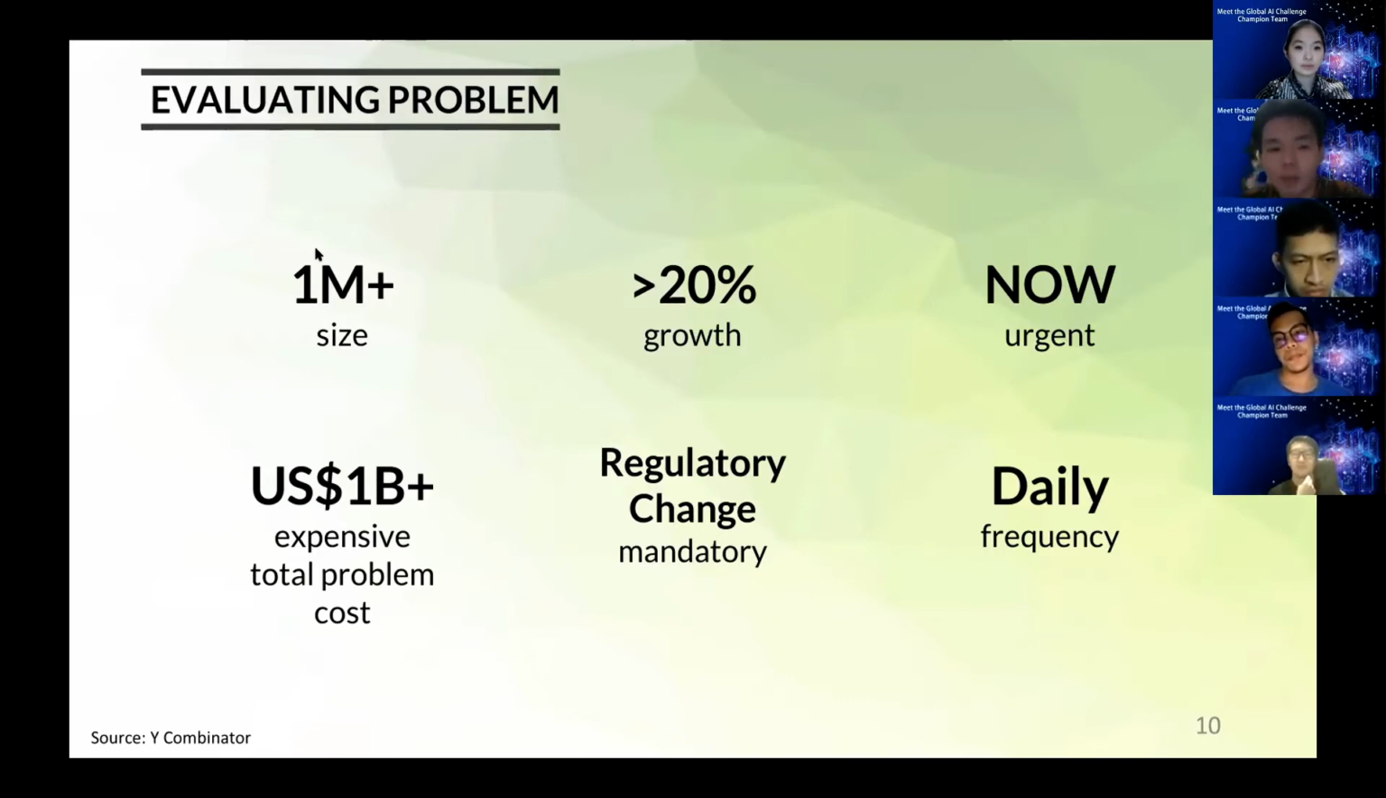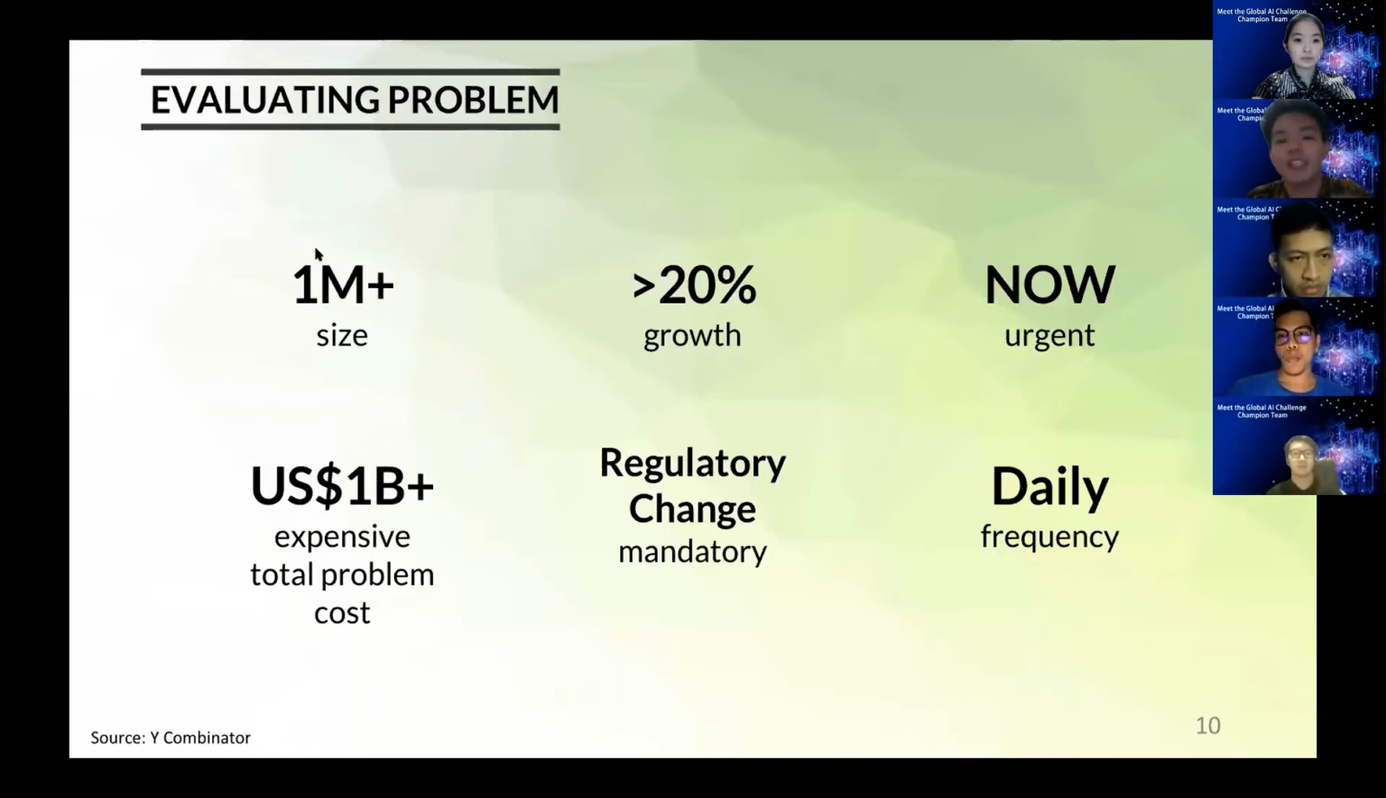When you think of a problem, it has to be huge, it has to be growing, it has to be urgent, it has to be expensive. It costs the customers a lot of money, and there's a regulatory change or something that made it more mandatory. Maybe people didn't used to think about pandemics or the disease, the vaccine. Now, what everybody is talking about is when is the vaccine going out, when is the cure, when is everything going back to normal, how can we find a new normal.